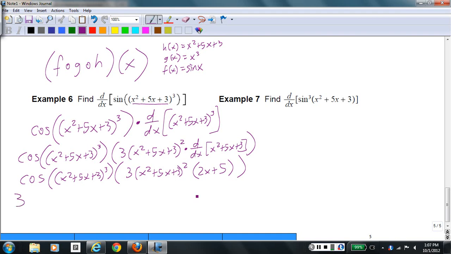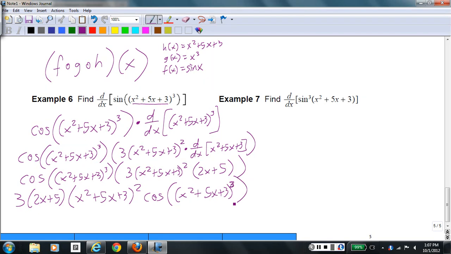So 3. You think it would look nicer with the 2x plus 5 next or the x squared plus 5x plus 3 quantity squared next? You want to have a preference there? No preference? Okay. I'm going to go with the 2x plus 5 next. For some reason, that just feels right. X squared plus 5x plus 3 quantity squared cosine of x squared plus 5x plus 3 quantity cubed. There. So chain rule with an extra link in the chain, basically, is what's going on there.